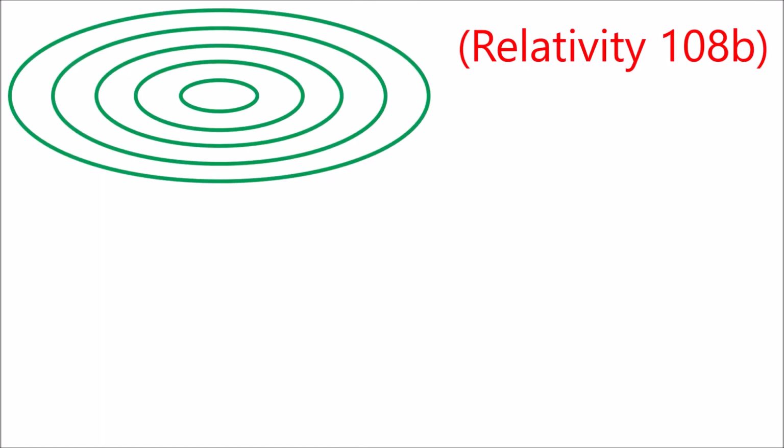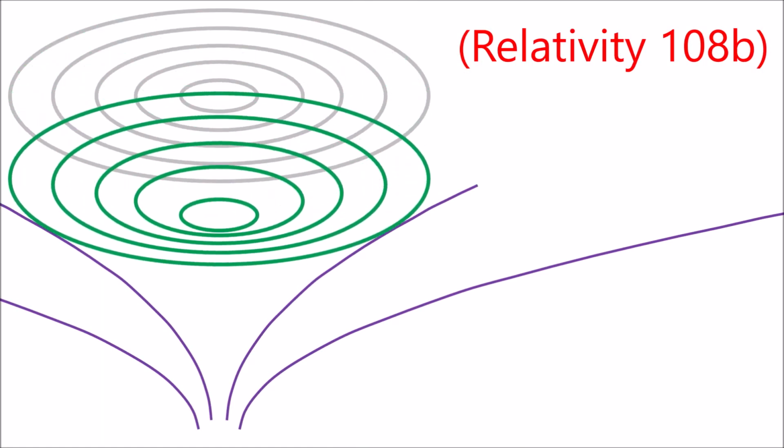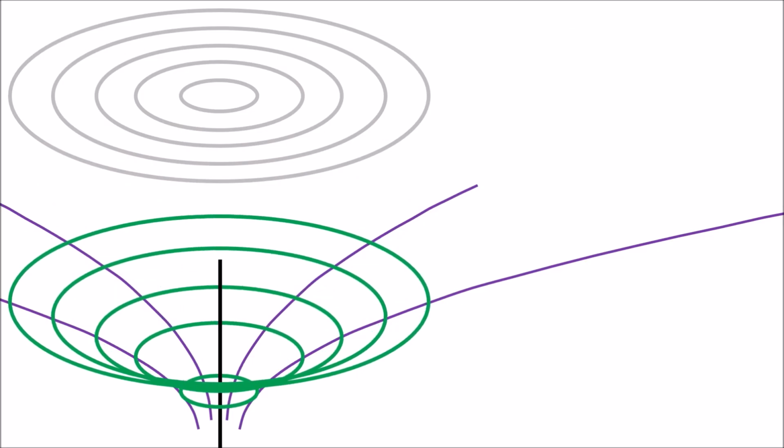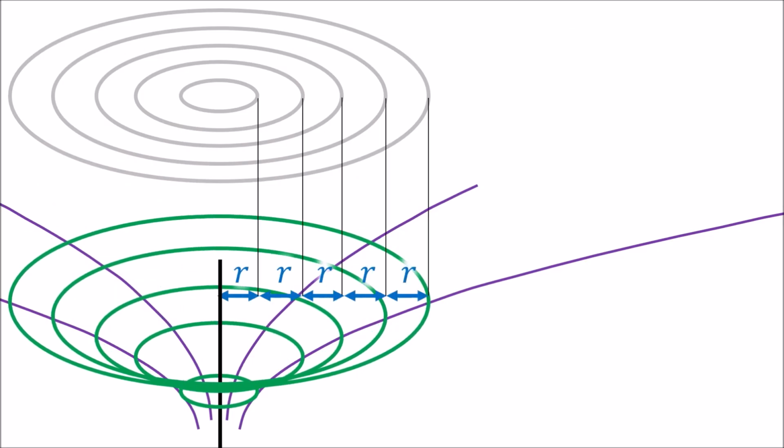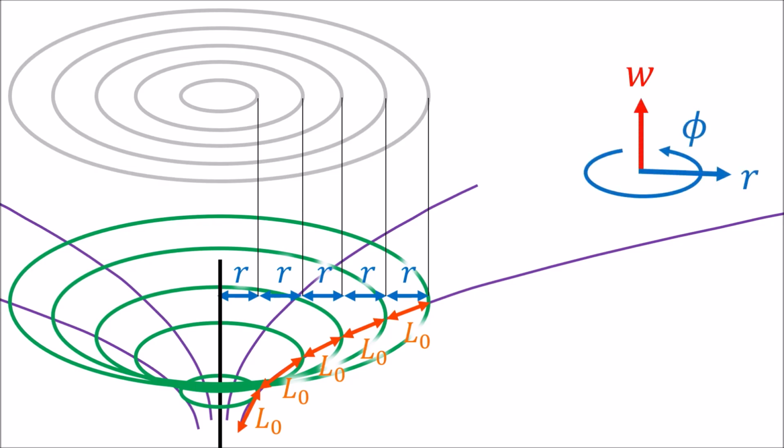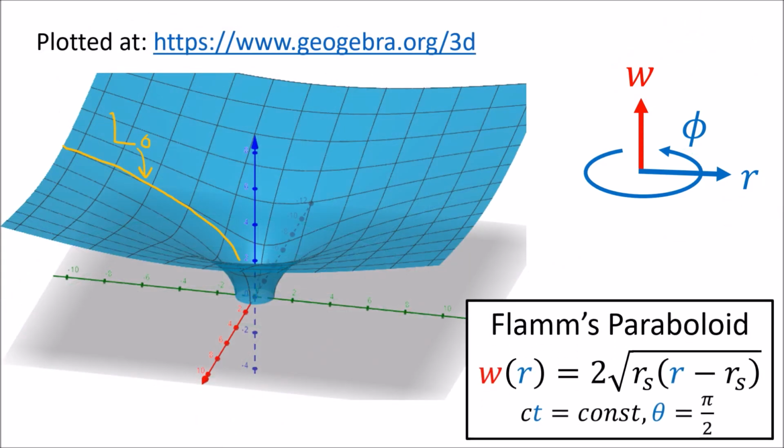In Relativity 108b, we talked about how black holes stretch space itself, so that one unit of the r-coordinate is worth more physical distance as we get closer to the event horizon. We showed that we could embed a two-dimensional spatial slice given by the r and phi coordinates in three-dimensional space, in such a way that the distances we see with our eyes match up with the physical distances near the black hole. Here, the w-coordinate has no physical meaning. It's just an extra coordinate that we use to display distances correctly in our 3D embedding space. The resulting surface is called Flamm's paraboloid.